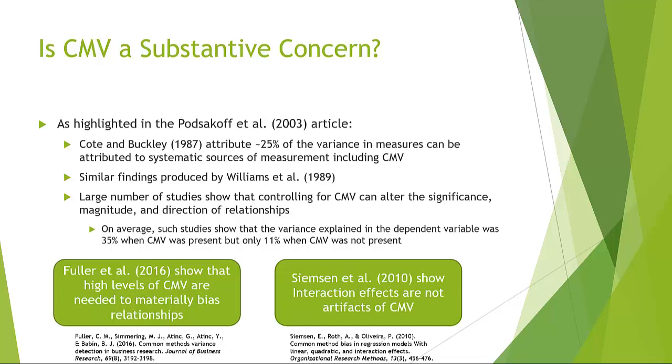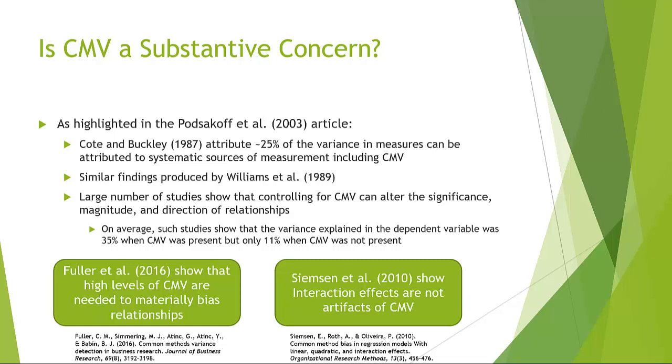There's also a large number of studies, as Podsakoff et al. point out, that show that common method variance not only affects the significance, but the magnitude of relationships between variables, and can alter the amount of variance that's explained in the dependent variable by a large degree.